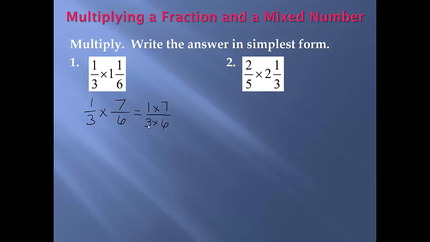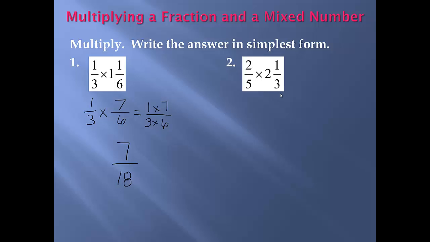In this problem, we do not have anything that we can simplify early, so we're going to go ahead and just multiply. 1 times 7 is 7, and 3 times 6 is 18. So the answer is 7/18. For number 2, we have 2/5 times 2 1/3.